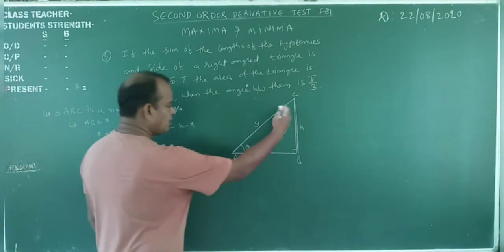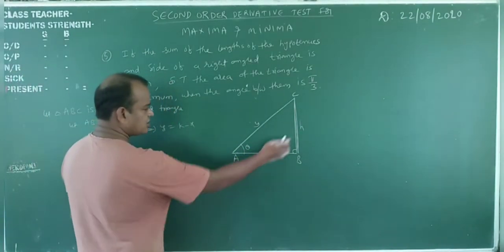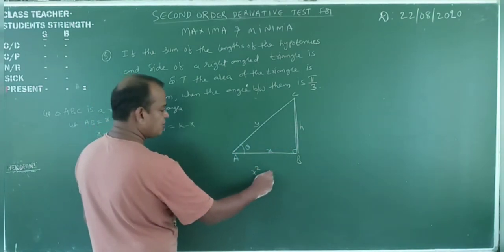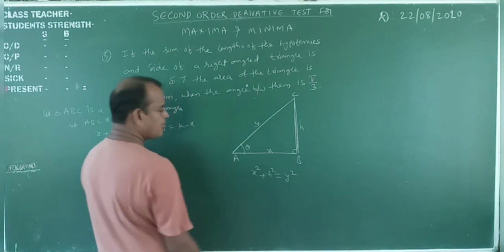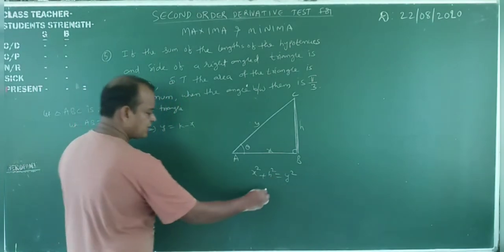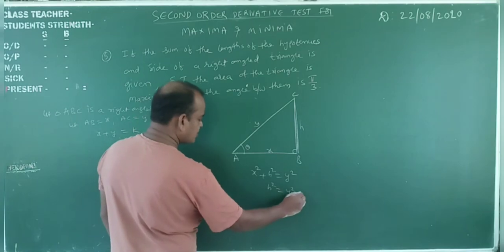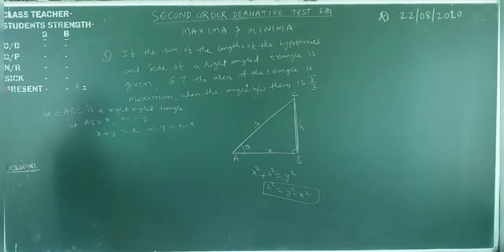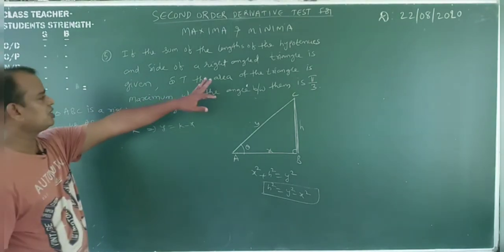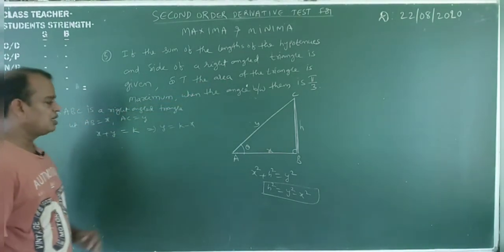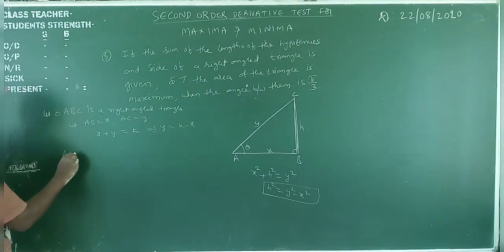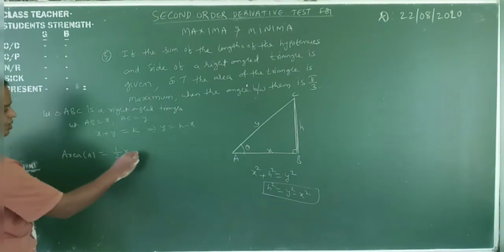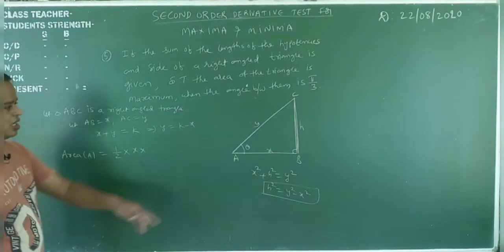Now, from this right angle triangle, observe that here h square you need. x square plus h square is equal to y square. But I want h square, so from here h square is equal to y square minus x square. This is given. Now, what is the function? Area of the triangle is maximum. What is the area? Area is equal to half into base. What is the base? You know that AB means x, into height means h.